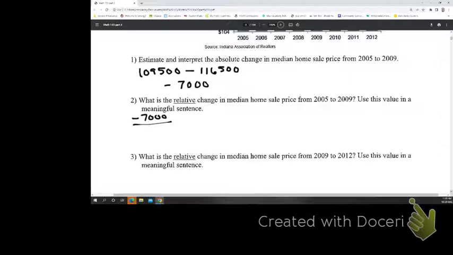And then what number belongs on the bottom if we are doing the relative change? Which one was first? So again, 2005 to 2009. 2005. So that was the 116,500. Again, you can divide and move the decimal or use your proportion.